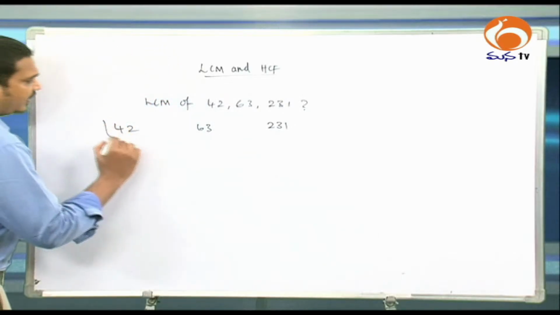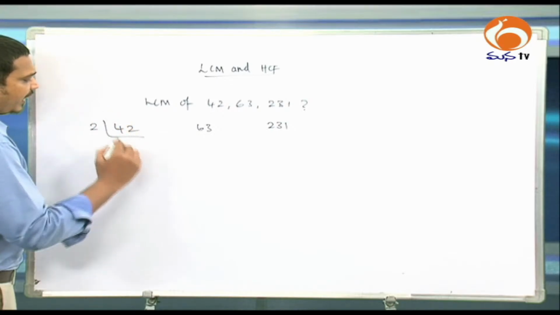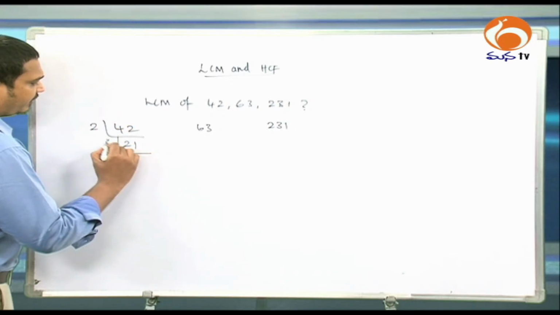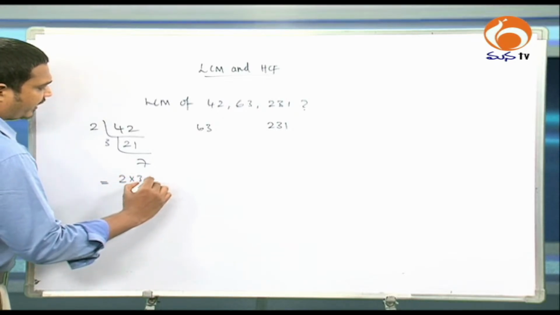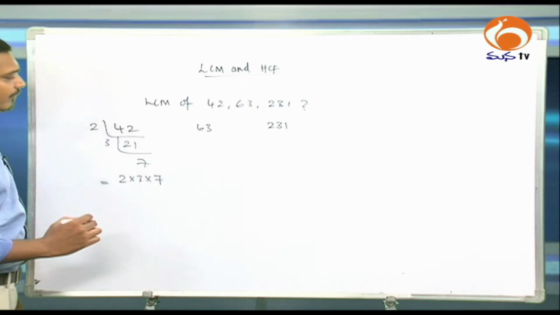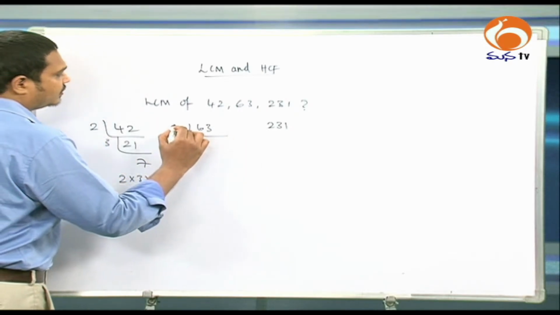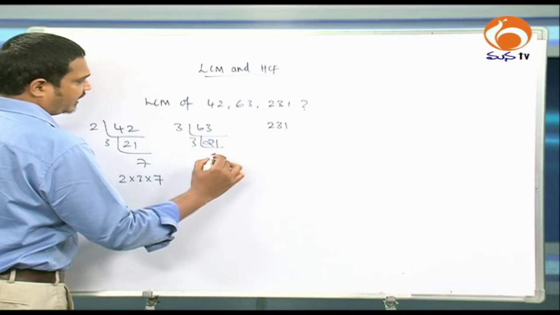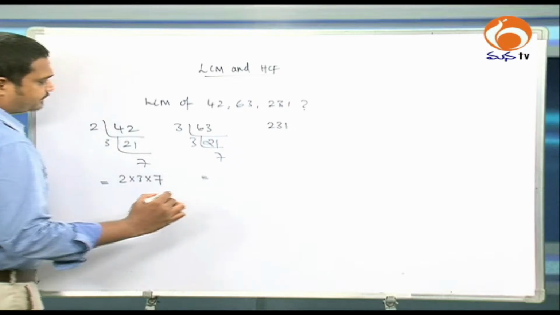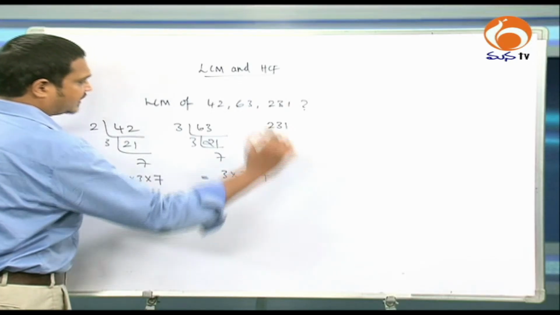All right, now I'm going to start the factorization method for 42. It's like 2 and it is like 21, and then 3 and then 7. Fantastic. Now what are the factors here? 2 into 3 into 7. These are the factors of 42. All right, keep it aside. Now let's factorize 63. So 3, it is easy, and then it is 3 into 21, and then once again 3 into 7. These are the factors of 63.